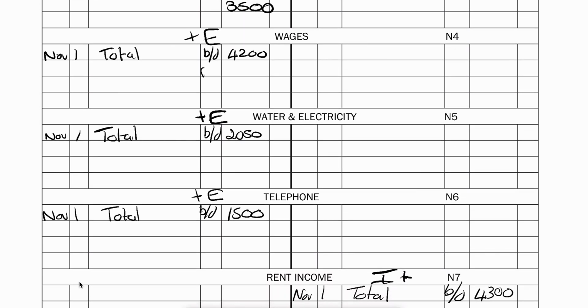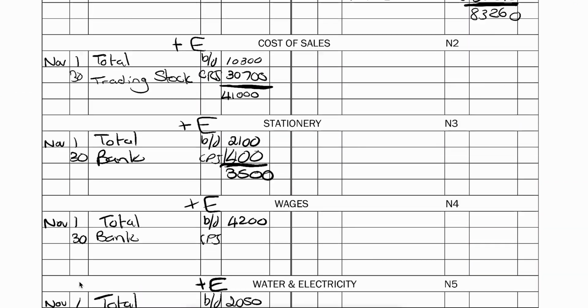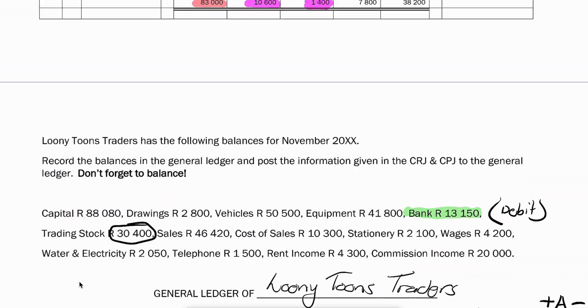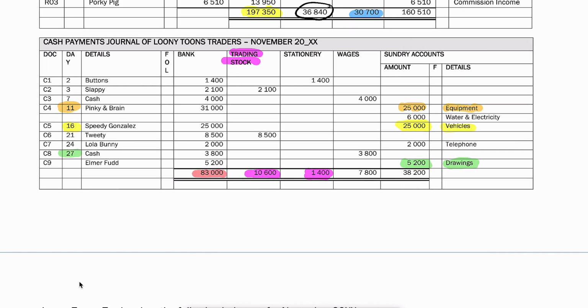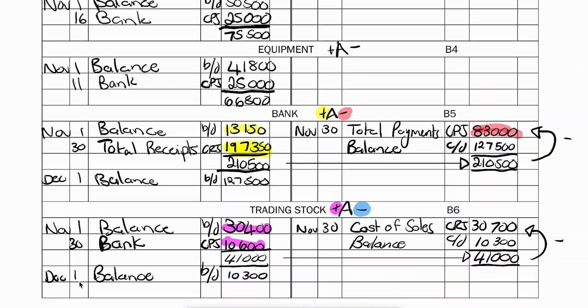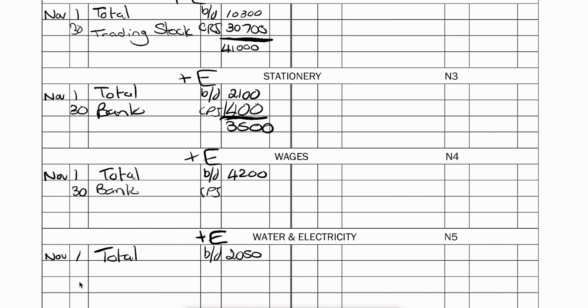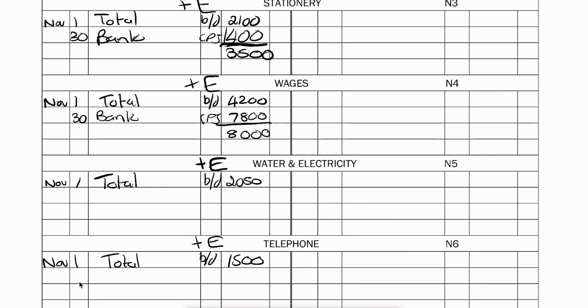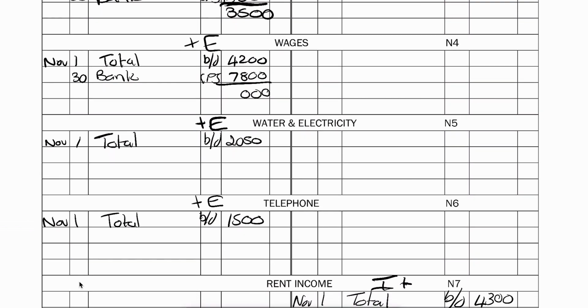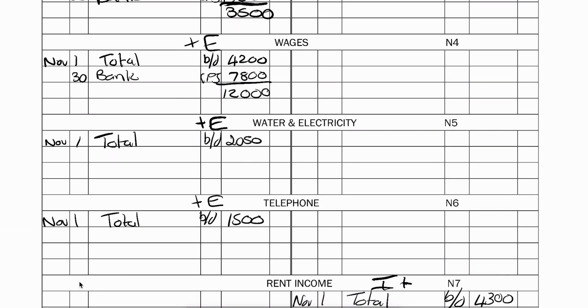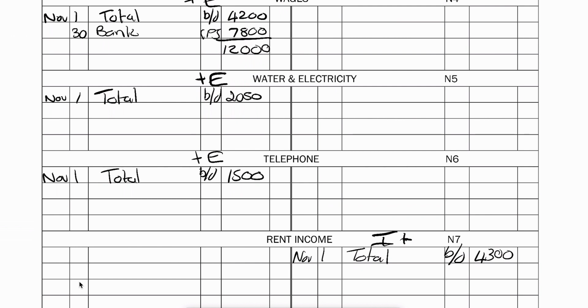Wages, again, it's an expense from the CPJ. We are paying for it, so our contra account is bank. It does have its own column in the CPJ. If we go up and have a look, our total of our wages column is 7,800 rand. We stick that in our 7,800. We add them up, and it should give us 8,000. I'm being a dodo here, guys. It is 12,000.